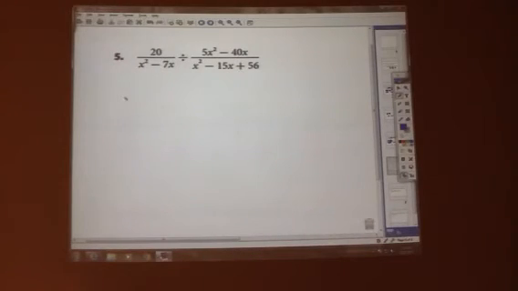All right, here we go. Number 5. Write it down. All right, factor on the left side. 20 over x squared minus 7x. Numerator, how are we going to factor that?